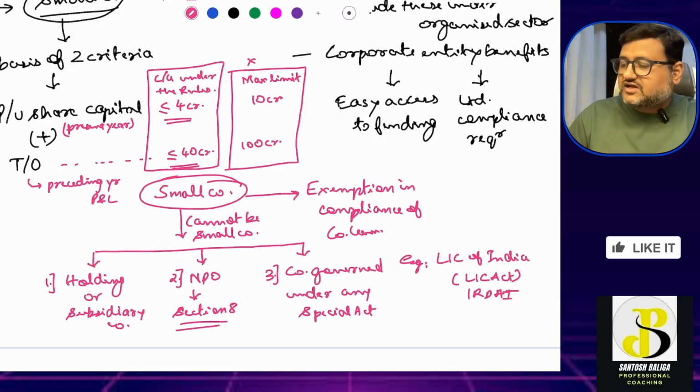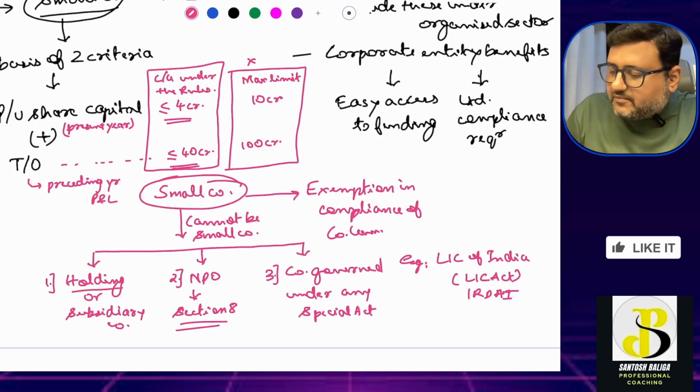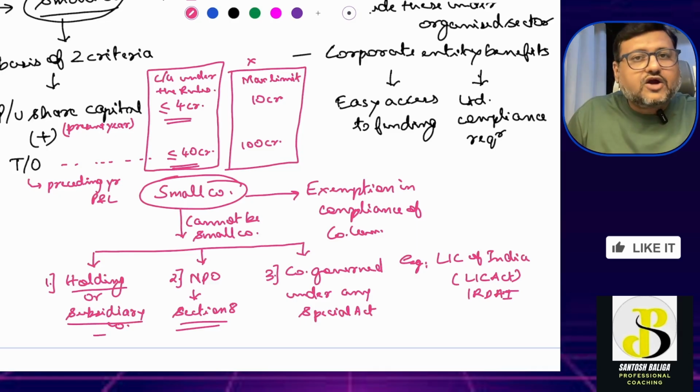Such companies, although they meet the criteria at some point of time, will still not be able to take the benefits of a small company. So a holding company or subsidiary company, even if it meets the criteria, cannot be termed as a small company and cannot take benefit of the exemptions which have been provided for a small company.